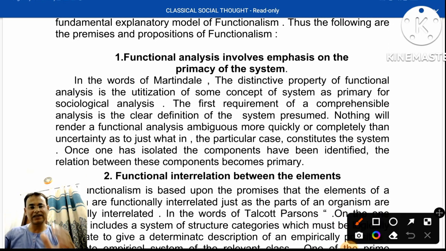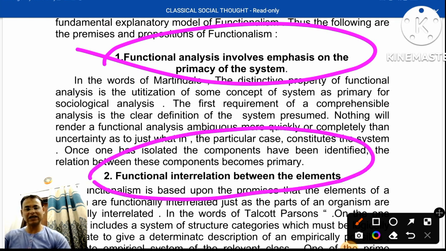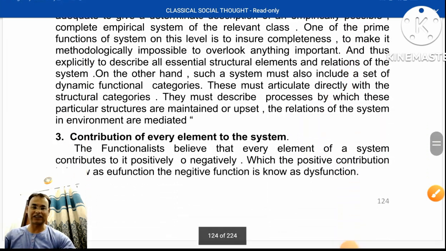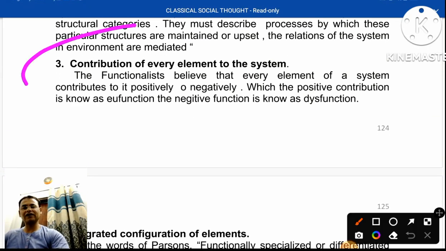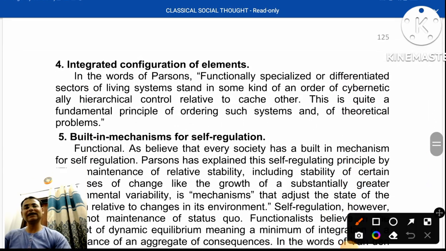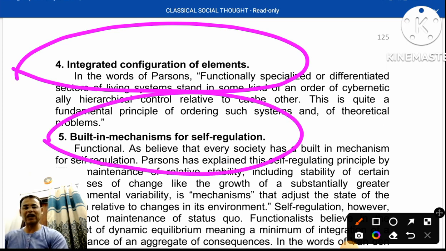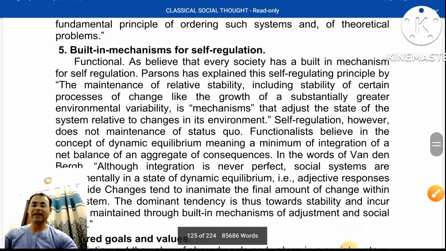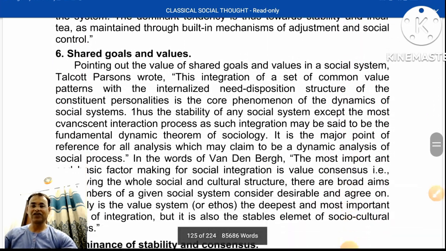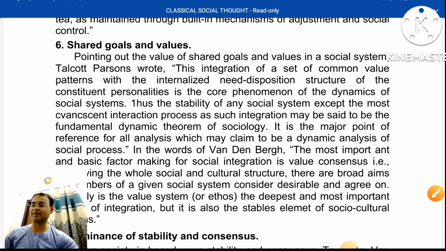Functional analysis involves emphasis on the primacy of the system. Functional interrelation between the elements. Every unit is functional. Contribution of every element to the system. That is why unity is made. Integrated configuration of elements. Built-in mechanism for self-regulation. It is a self-regulated mechanism. Shared goals and values. Pointing out the value of shared goals and values in the social system.